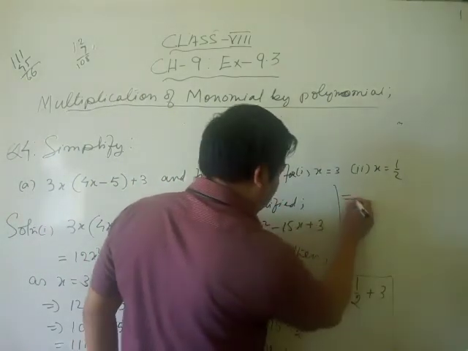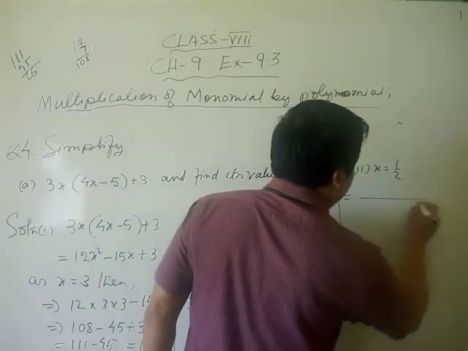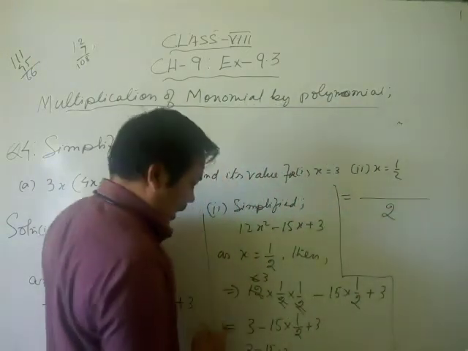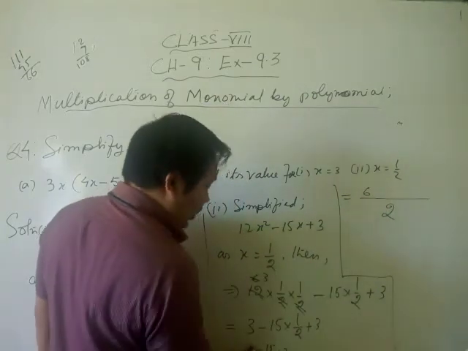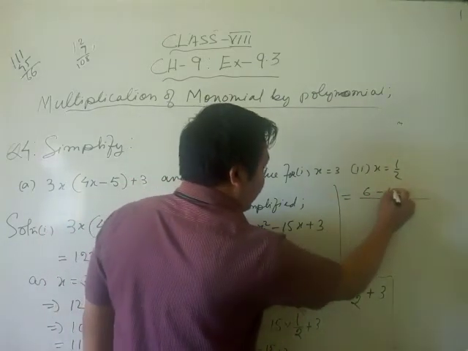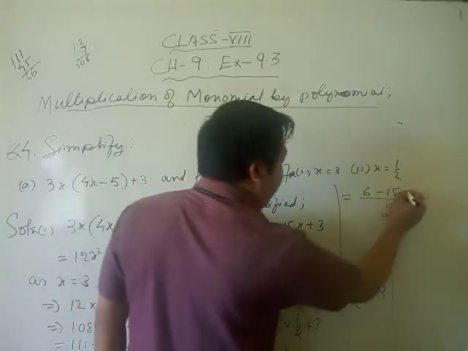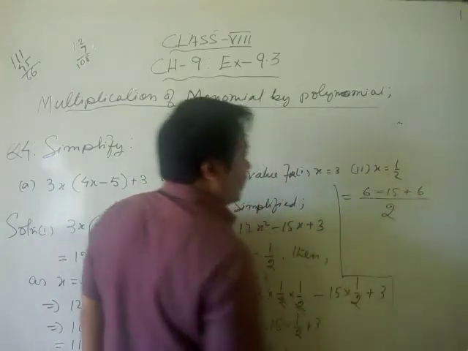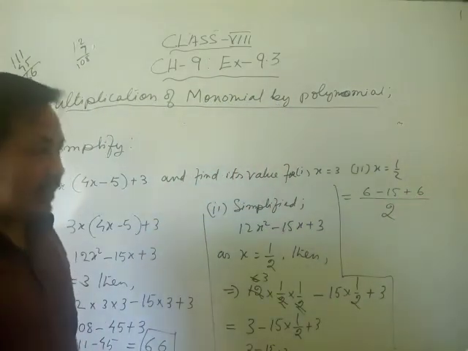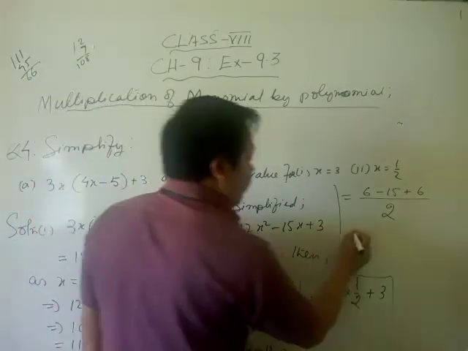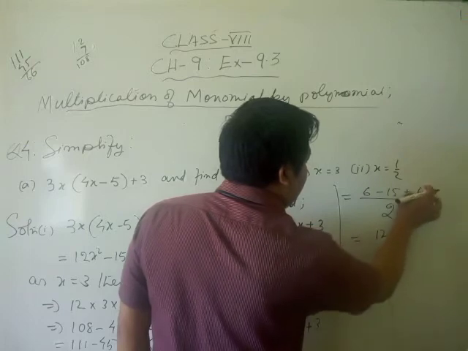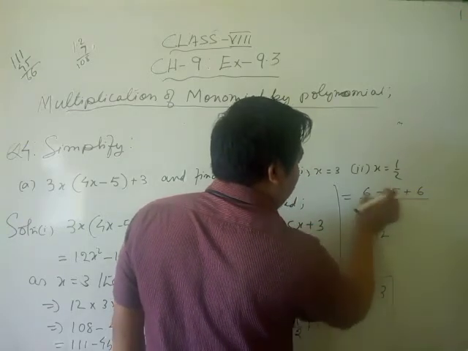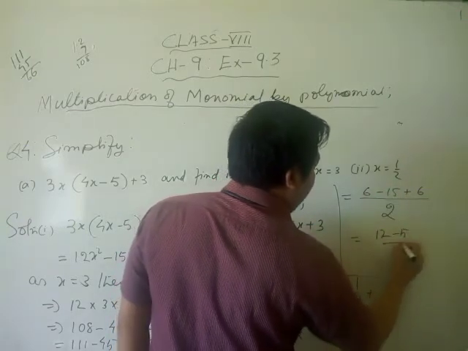Next step, what we have to do is take the LCM. LCM will be 2, isn't it? Yes. Here this 3 will become 6, meaning 2 threes are 6. Minus 15, and this also will become 6 plus 6 after taking the LCM. LCM is 2. So how much are we getting here? We get 12, 6 plus 6, 12, minus 15 by 2.